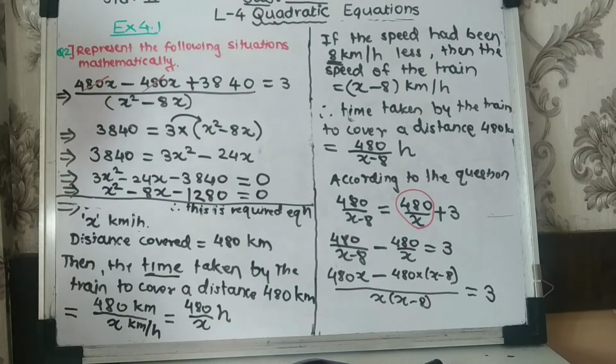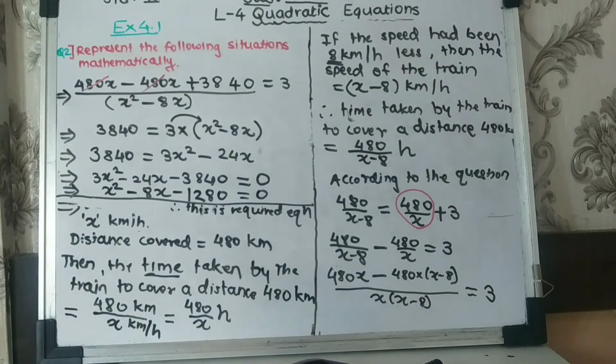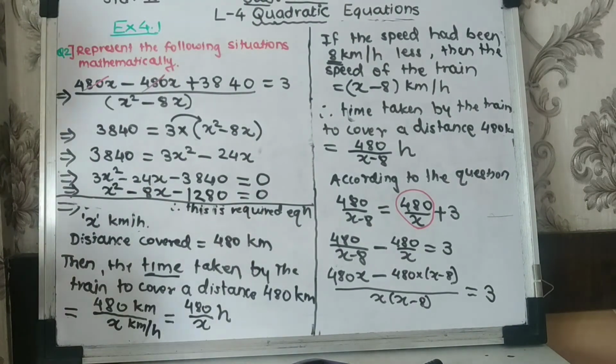Got it? I hope that you have understood this sum. Shall I repeat this sum? Yes, I'll repeat it once again. See, the train is traveling with a uniform speed, right? And it covers a specific distance, that is 480 kilometer.